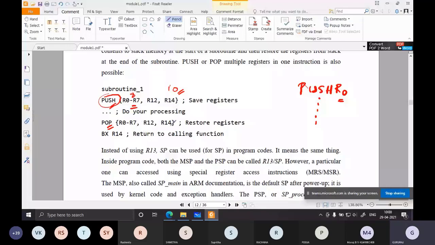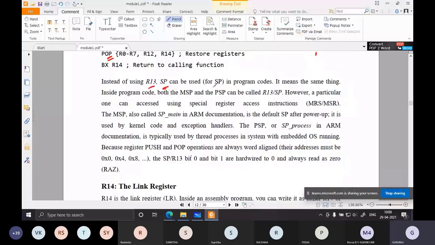Instead of R13, you can use SP also. The names can be interchanged. So either you can access it as R13 or you can access it as SP. Both mean the same thing.